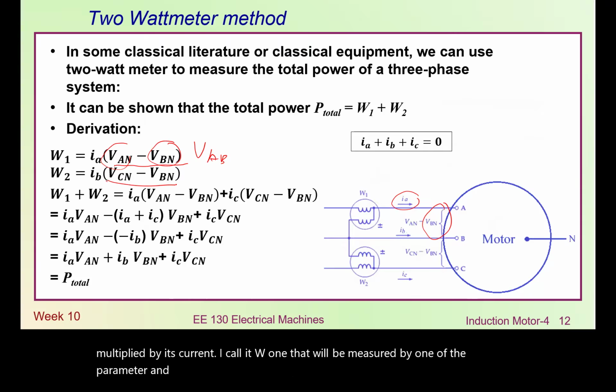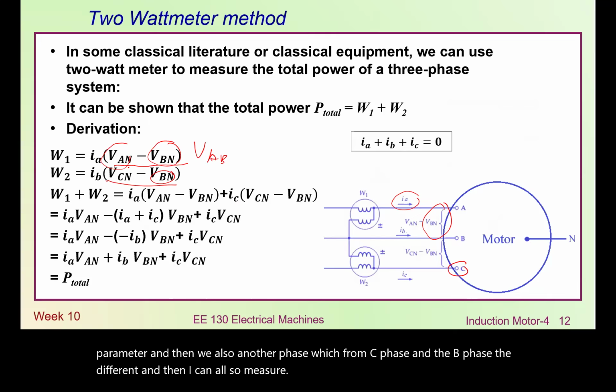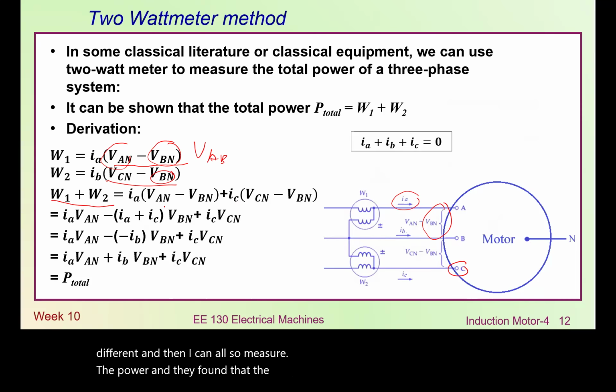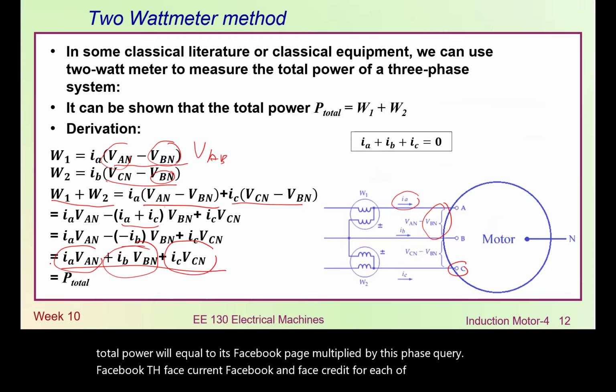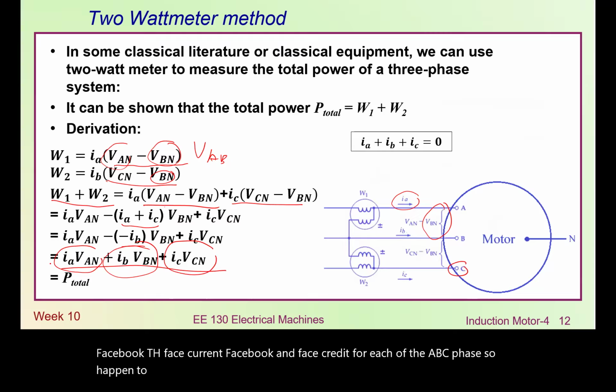And then we also have another phase, from the C phase and the B phase, the difference, and I can also measure the other power. Then we add these two together, and since some terms have a common factor, eventually we get the total power, equal to the phase voltage multiplied by the phase current for each of the A, B, C phases. So we are able to use the 2 wattmeter method to measure the total power.